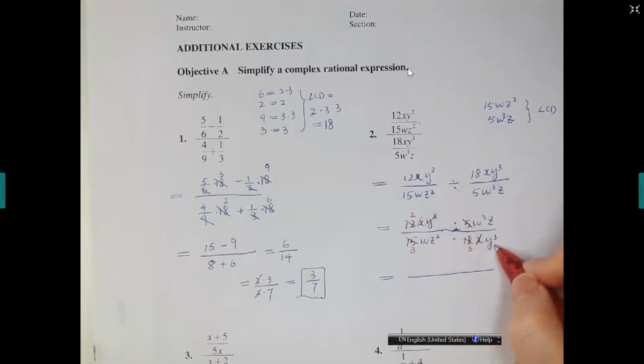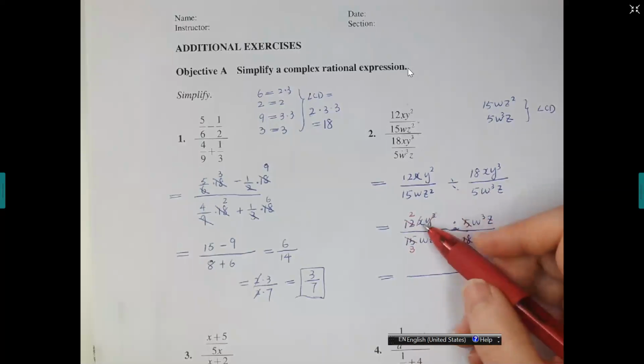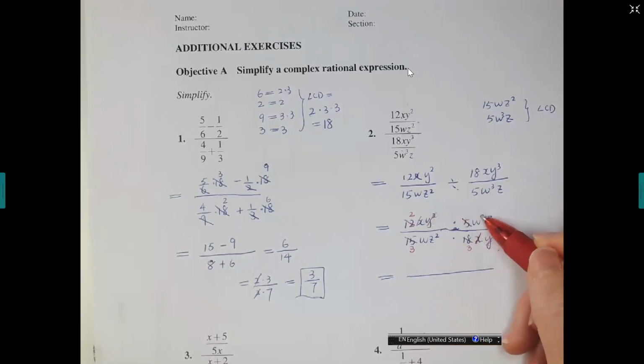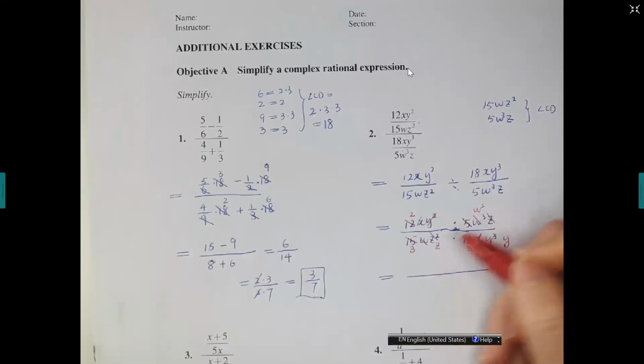Y to the third, divide by y to the second. We just subtract that exponent by that one, and we'll have 3 minus 2, that's 1. For the ones, we don't need to write it. So we have the y right here. The next variable is w. I have w to the third over w. Using the quotient rule, we have w squared left on the top. The last one is the z. We have z on the top, z squared on the bottom, so z over z squared, we have z on the bottom.